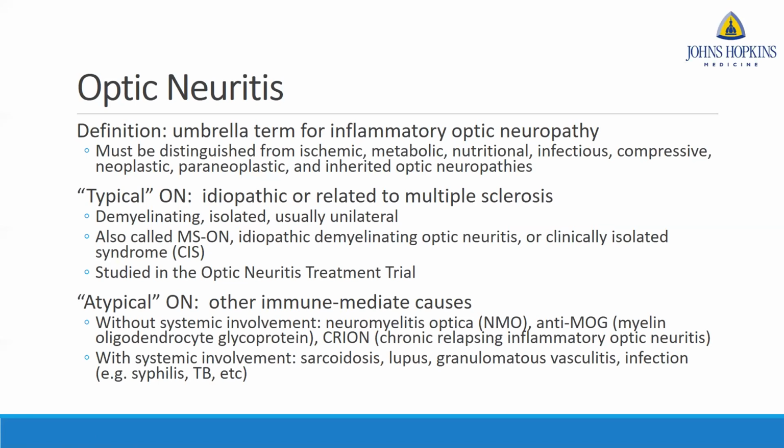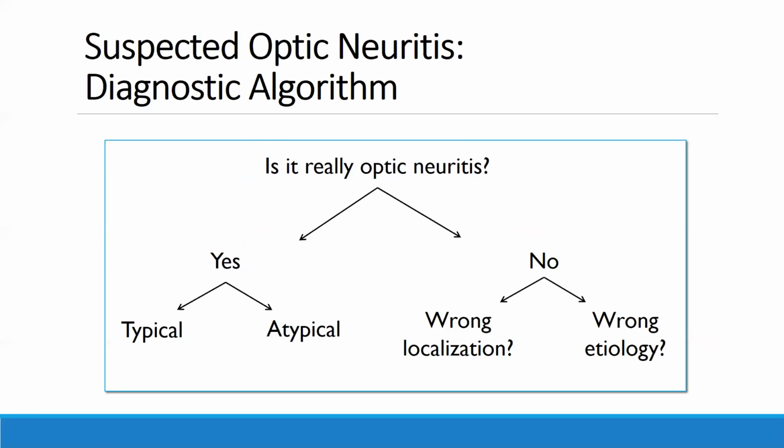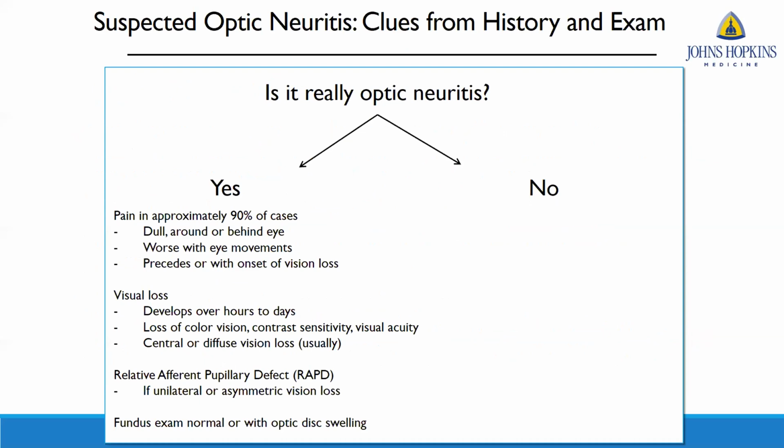And so when I'm seeing a patient who's coming in with suspected optic neuritis, my first question is, is this really optic neuritis? And to answer that, I think about how optic neuritis is supposed to present. So generally, optic neuritis presents with pain. The pain is generally described as being dull and either around or behind the eye. It worsens with eye movements, and it often occurs a day or two before the onset of vision loss, or it may occur simultaneously with vision loss. The vision loss typically develops over hours to days and is associated with a loss of color vision, contrast sensitivity, and visual acuity. It's usually central or diffuse.